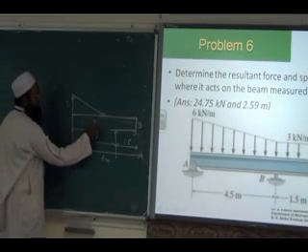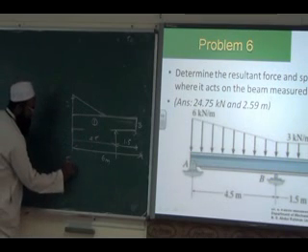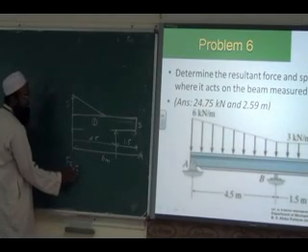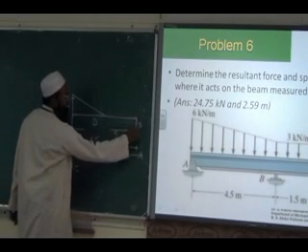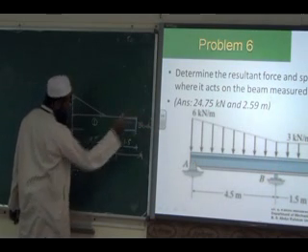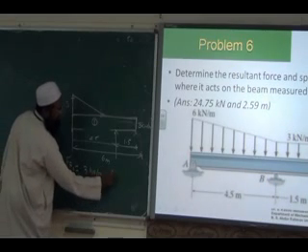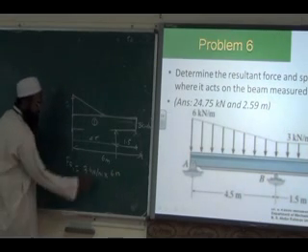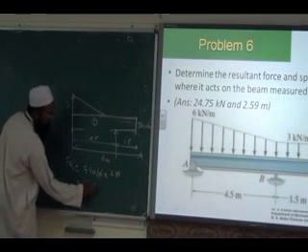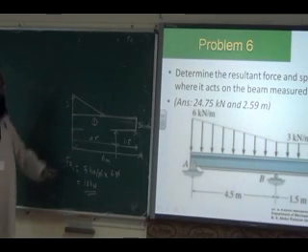So first we consider this rectangular UDL. For FR1, we find the resultant for the UDL. The given intensity is 3 kilonewton per meter, so 3 kilonewton per meter times 6 meters. The meters cancel, and we get 18 kilonewton as FR1, the resultant for the UDL.